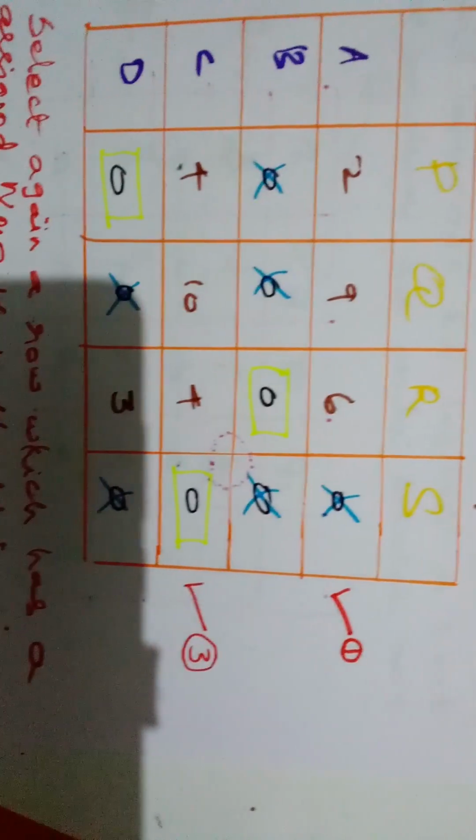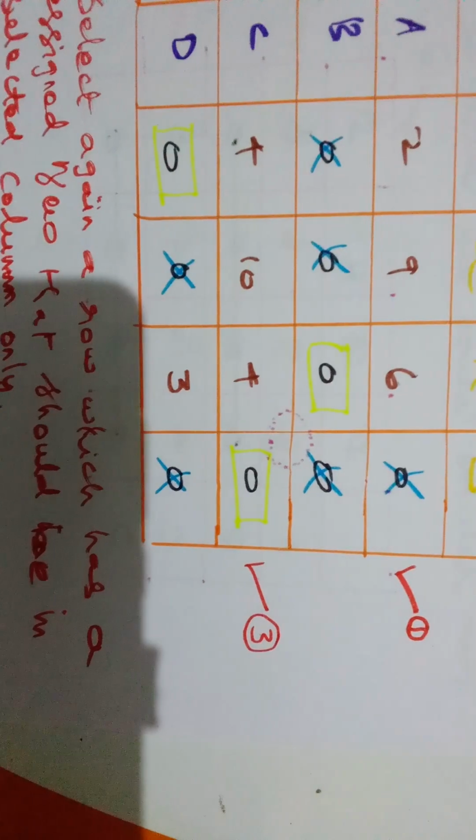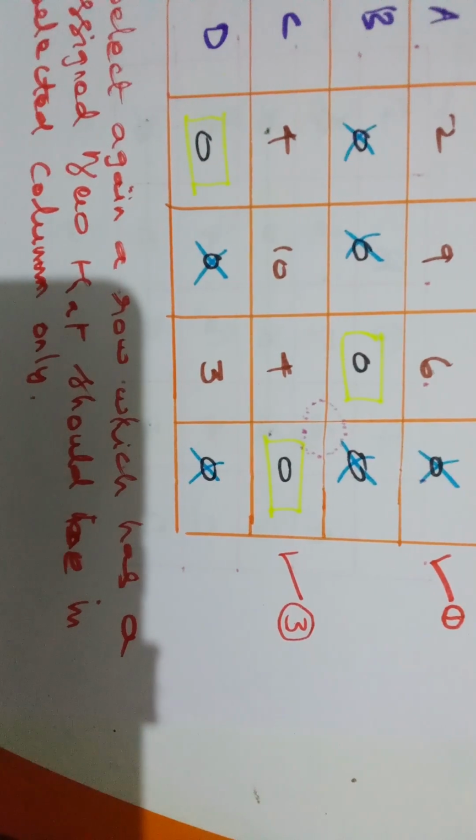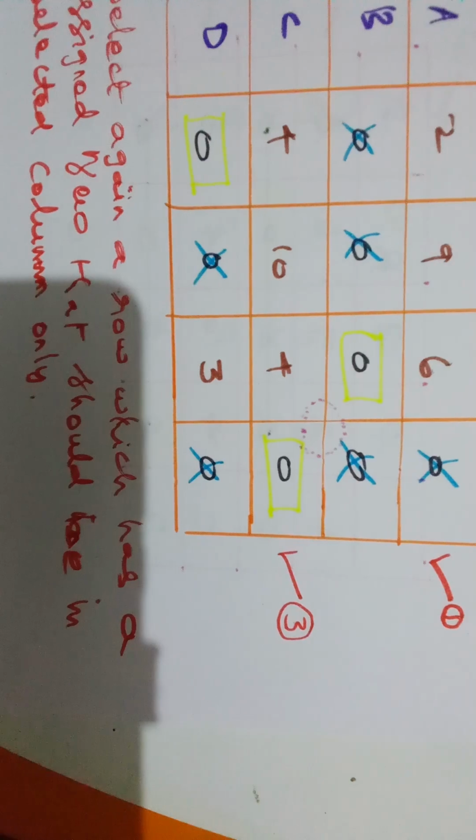Okay, after selecting that column, I am going to check whether that particular column has any assigned zeros. Assigned zero means boxed zero. Yes, it has one in the third place, so I have selected that third row also.